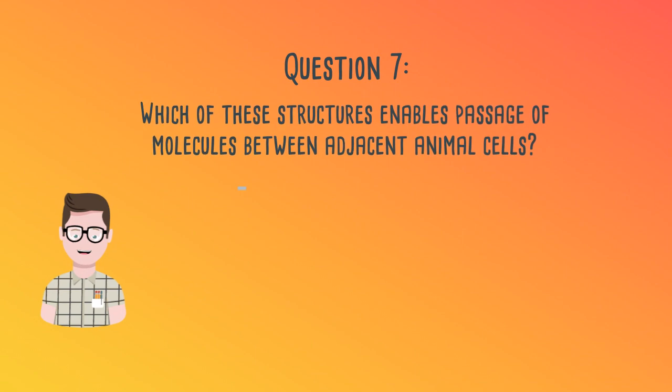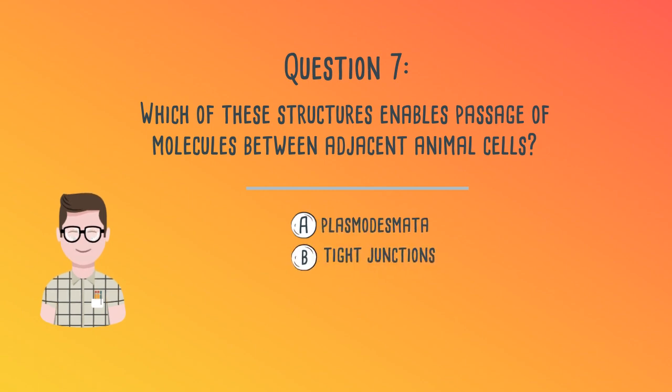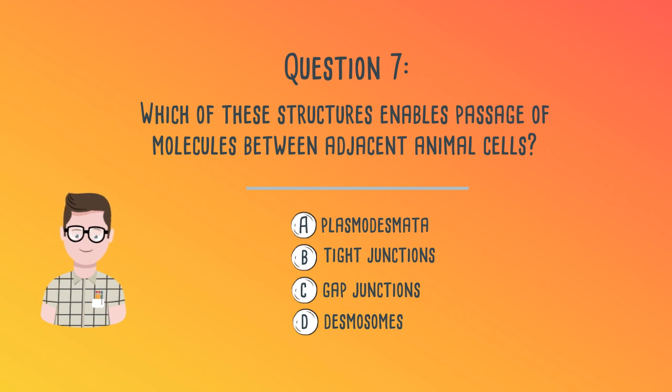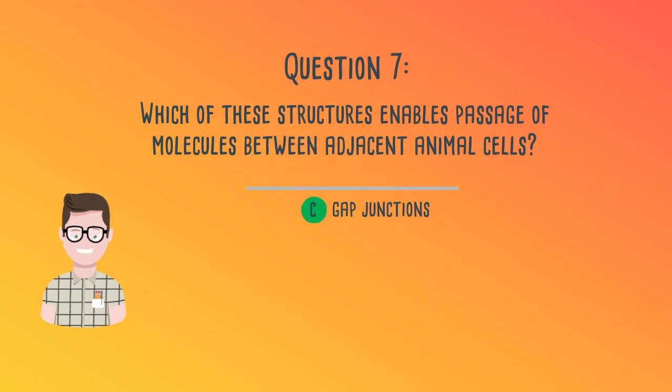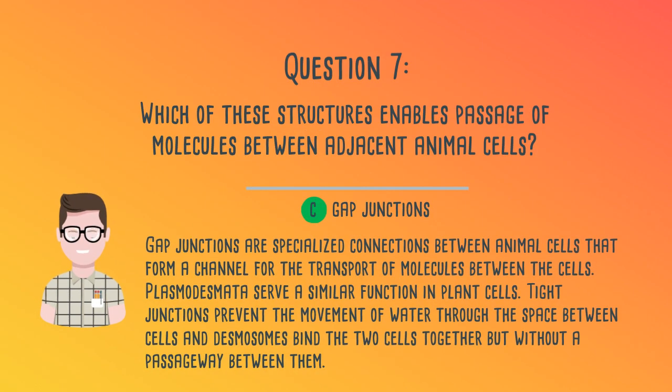Question 7. Which of these structures enables passage of molecules between adjacent animal cells? A. Plasmodesmata, B. Tight junctions, C. Gap junctions, or D. Desmosomes? The correct answer is C. Gap junctions are specialized connections between animal cells that form a channel for the transport of molecules between the cells. Plasmodesmata serve a similar function in plant cells. Tight junctions prevent the movement of water through the space between cells, and desmosomes bind the two cells together but without a passageway between them.